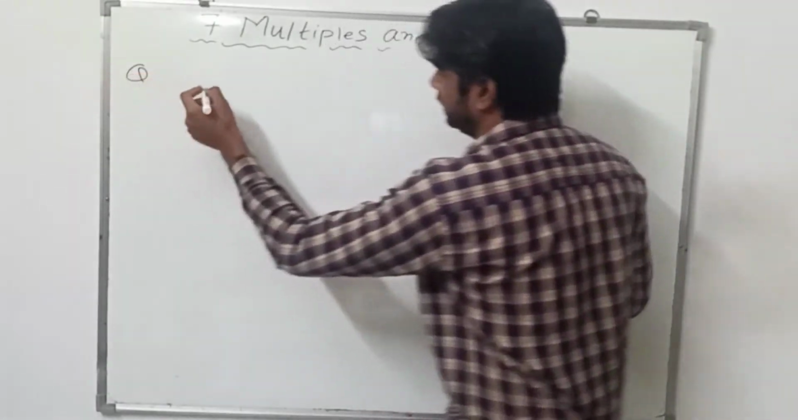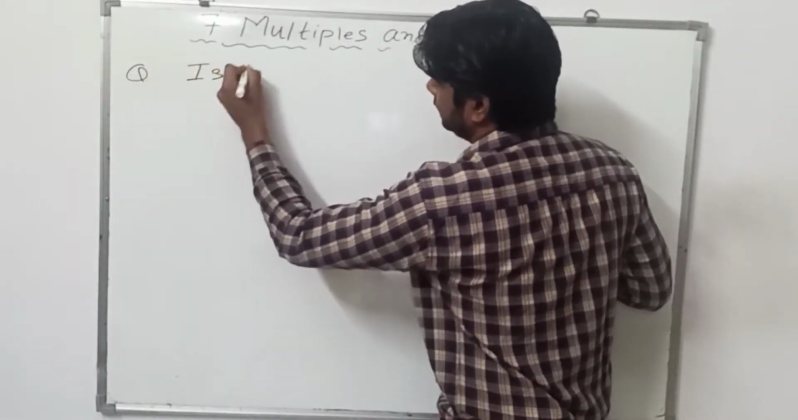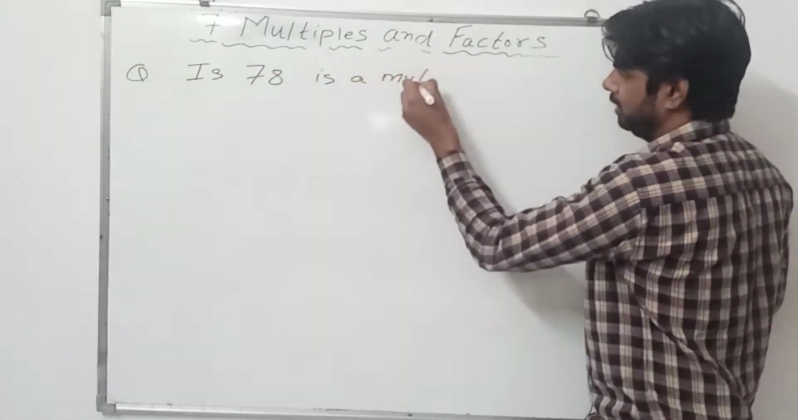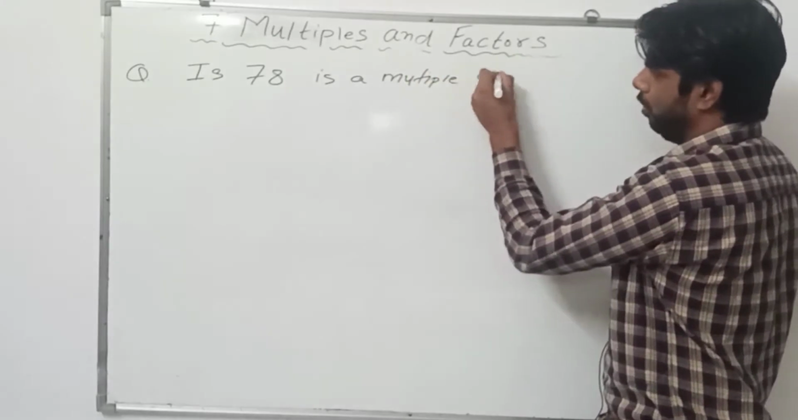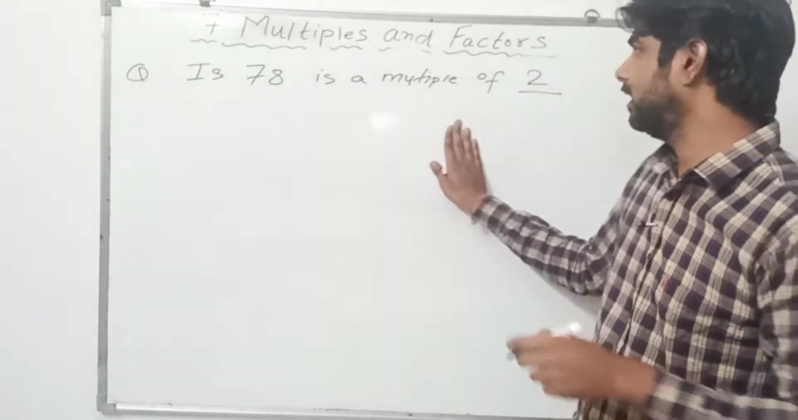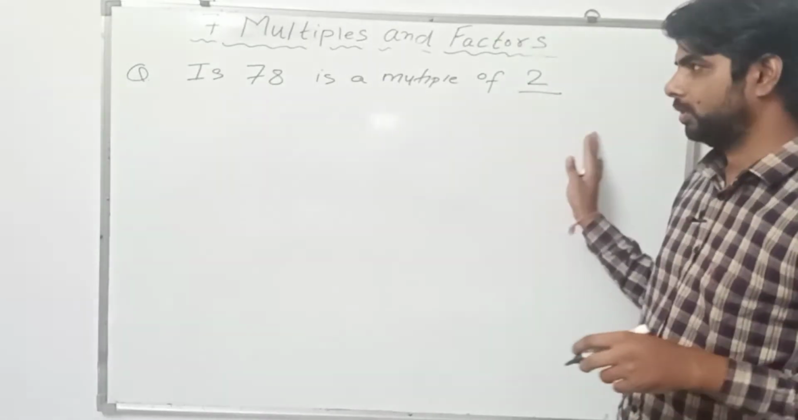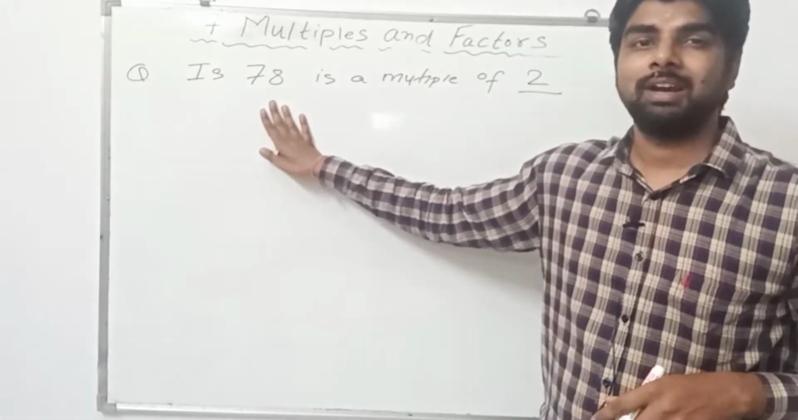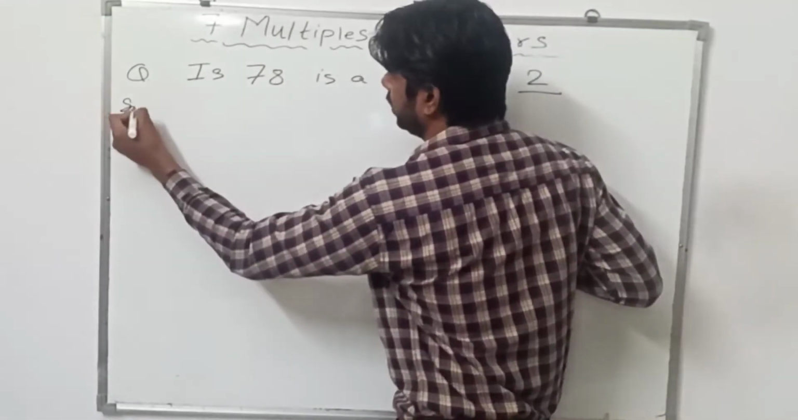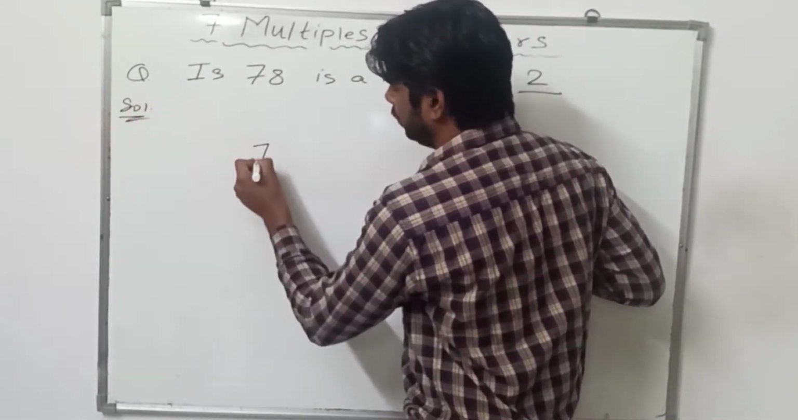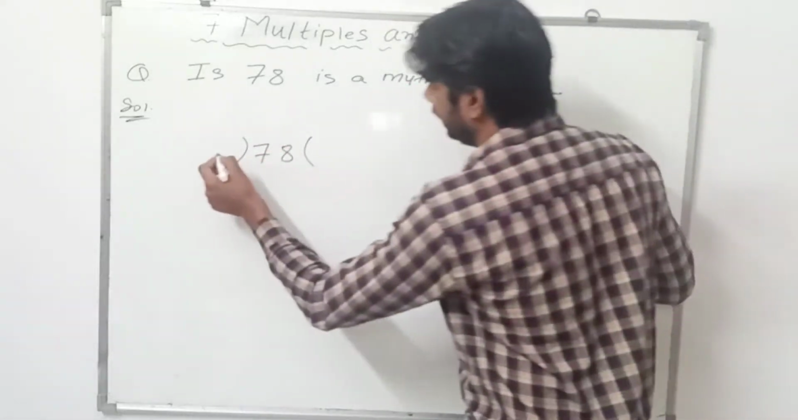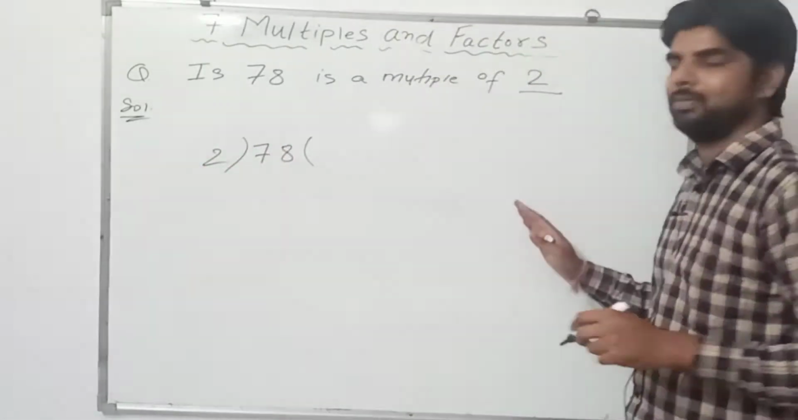The question is: is 78 a multiple of 2? What is the question? Is 78 a multiple of 2? We have to find out whether 78 is a multiple of 2 or not. Let's see. So in this question, what we have to do? First we have to divide this 78 by 2. So what we will get?